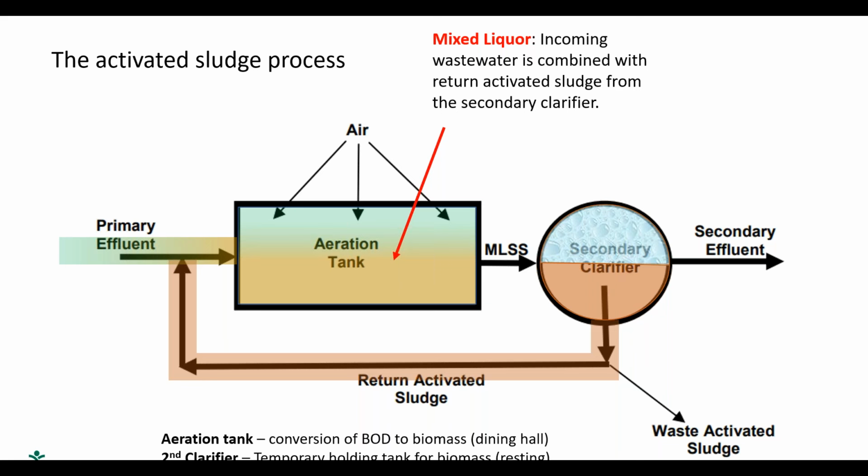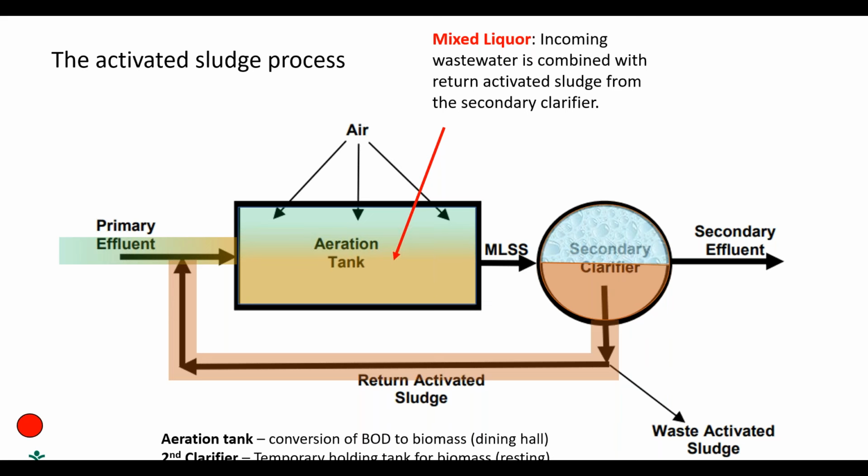So in the aeration tank, you can consider that kind of like the dining hall. You're converting BOD to biomass. The secondary clarifier is kind of a temporary holding tank where the biomass is collected, ready to be either recirculated or eliminated from the system as waste-activated sludge. Some waste-activated sludge is always being eliminated. These are all continuous flows to maintain a solids balance, and the return-activated sludge flow is so that you can bring microorganisms to consume the waste.